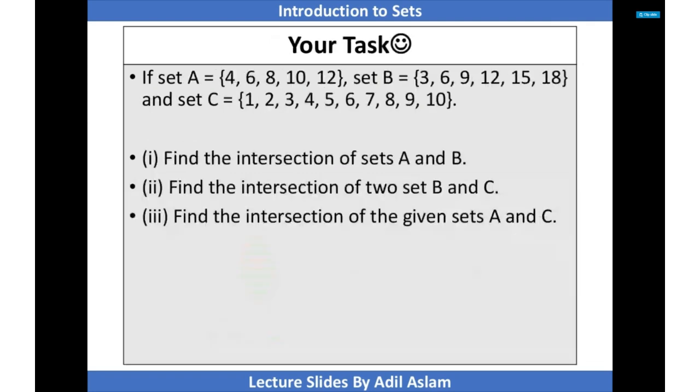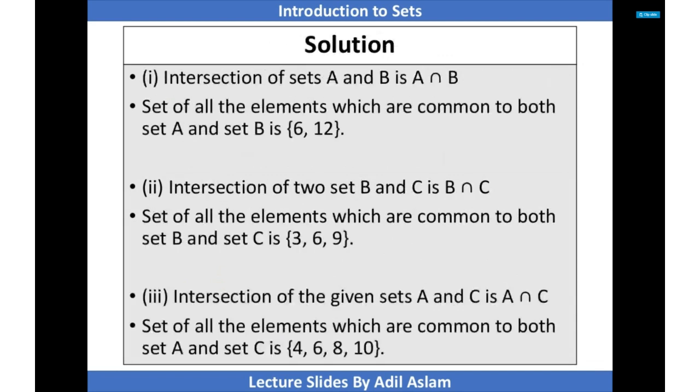Your task, you can have a look at that and try and interpret based on what you've understood. The solutions are provided there. You can have a look at them.